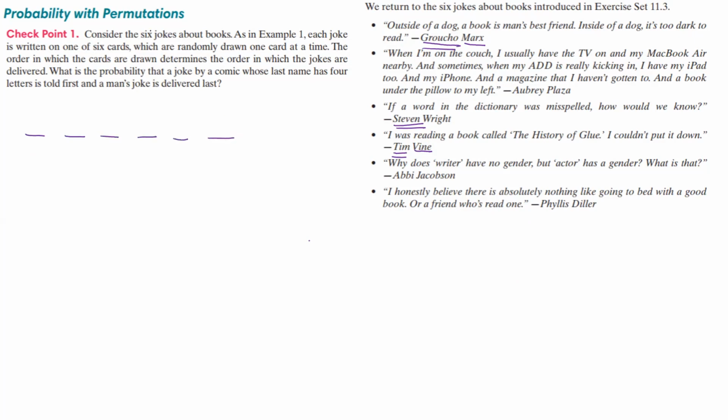And it says the first one has to be told by somebody with a last name with 4 letters. So it's either Tim Vine or Groucho Marx. So there's 2 ways that can happen. Now, if we have 3 that are male and we used one of them because it's either Tim or Groucho, that means there's only 2 ways left to do that last joke.